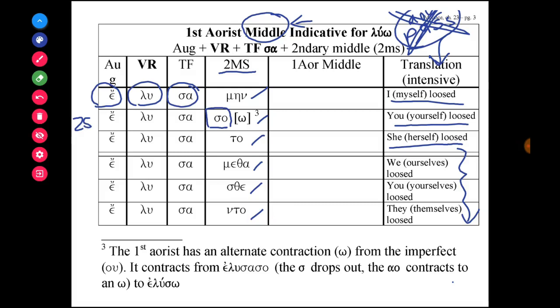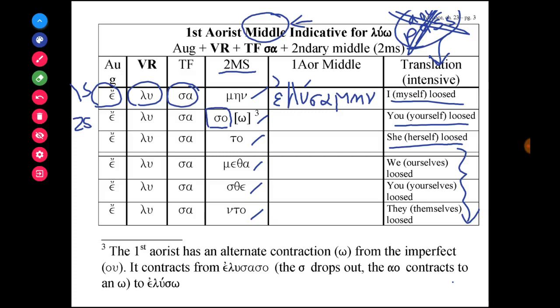But let's go over the first person singular first. How do I say I myself loosed, the middle tense, where the subject I is being emphasized rather than the verb? I take the augment, I add to it lu, which is our verbal root, the tense formative sa, and then I add men to it. So elusamen is I myself loosed.